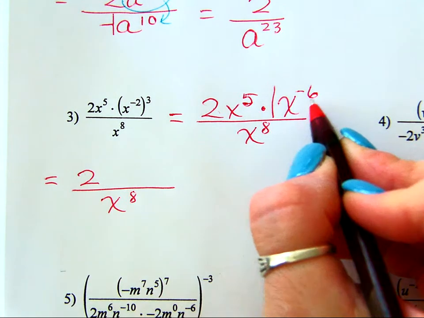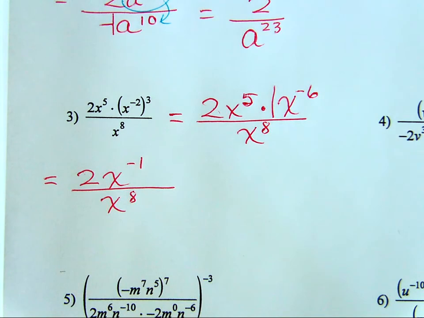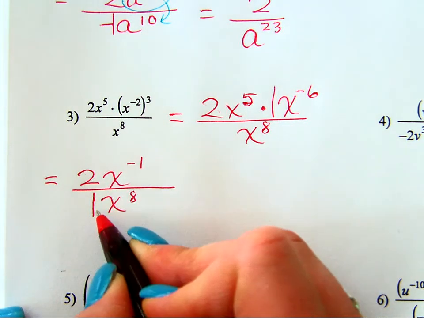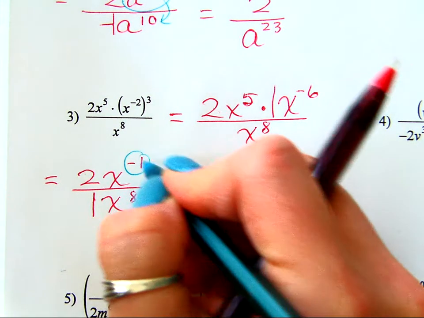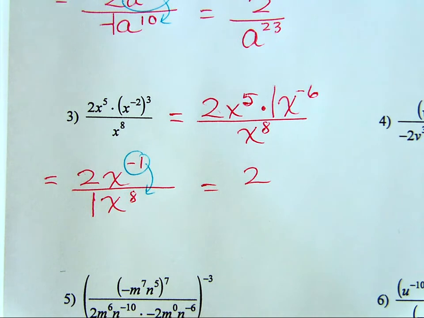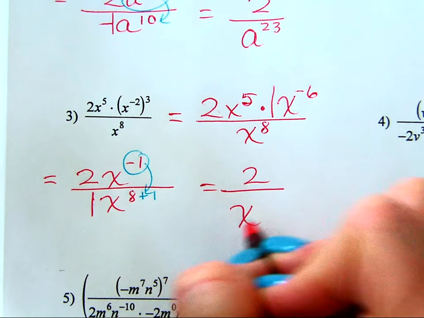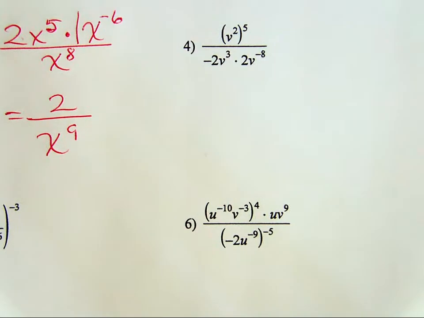5 plus negative 6 is negative 1. And I have a 2 there. And then I'm going to do what next? Divide and subtract. So take the smaller to the larger. And when you're subtracting a negative, you really add. So this answer will be 2 over x to the 9th. Okay? I want you to try number 4 right now.